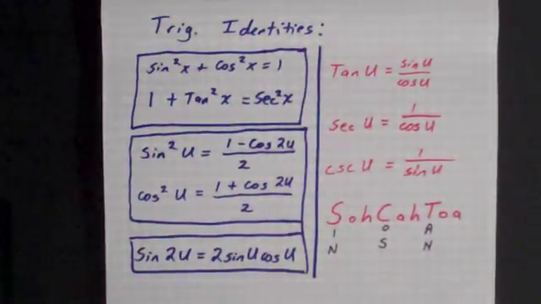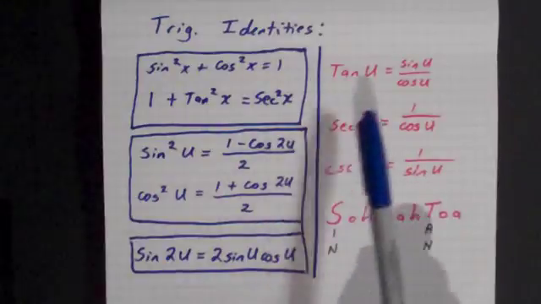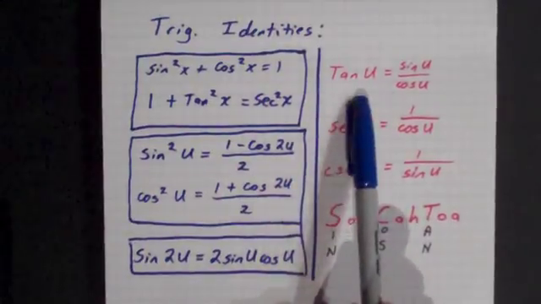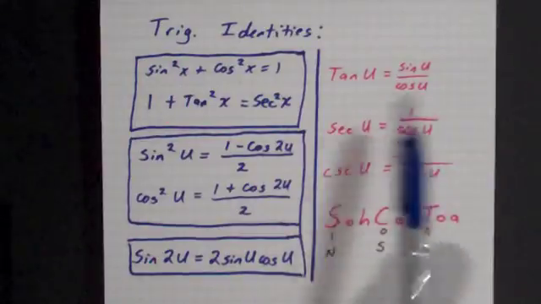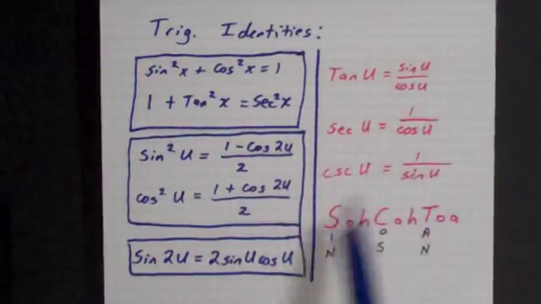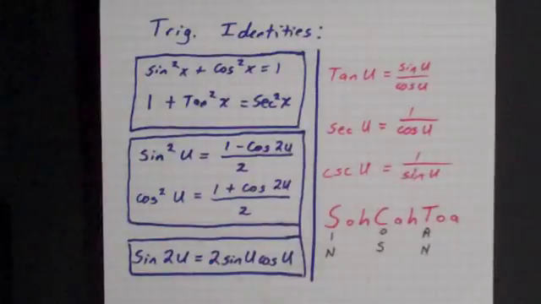Here are some more trig identities. The most common ones are on the right. You should be aware that tangent is the same as sine over cosine. Cotangent is cosine over sine. Secant is 1 over cosine. Cosecant is 1 over sine.